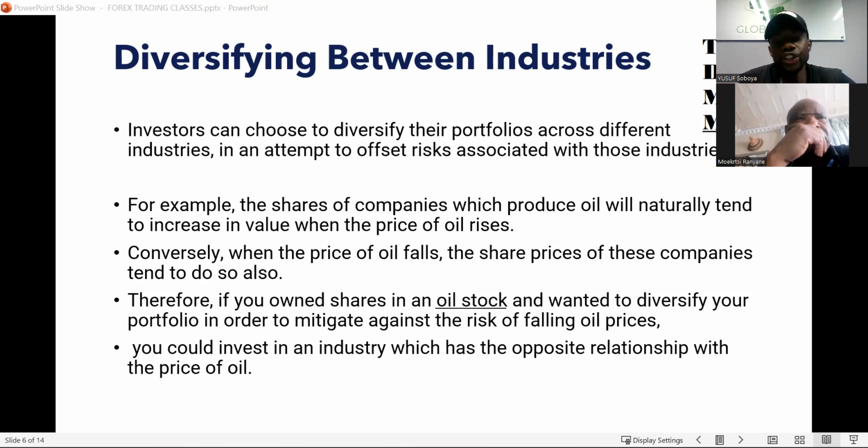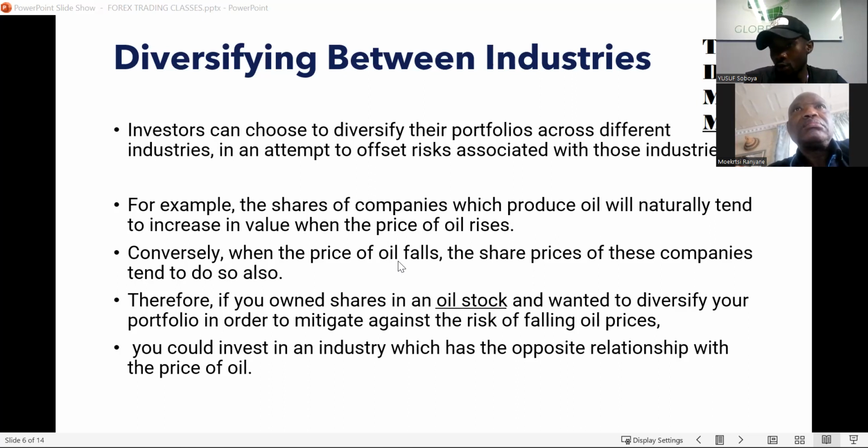Therefore, if you own shares in oil stocks and wanted to diversify your portfolio in order to mitigate against the risk of falling oil prices, you could invest in an industry which has an opposite relationship with the price of oil. So again, it's about understanding which ones correlate to each other.